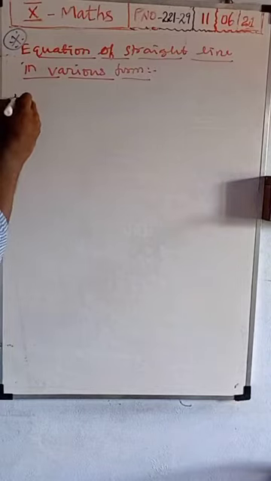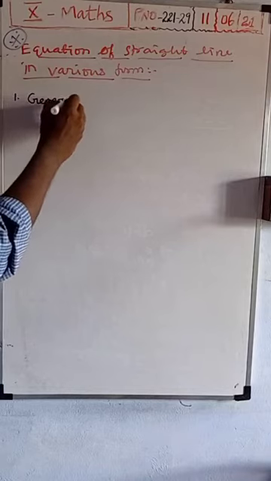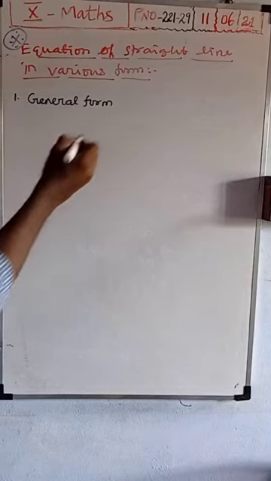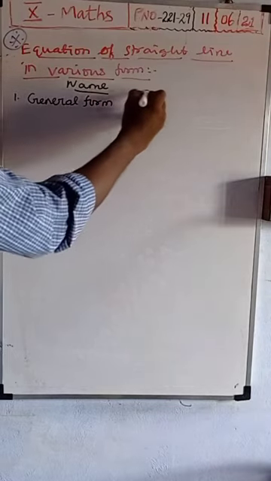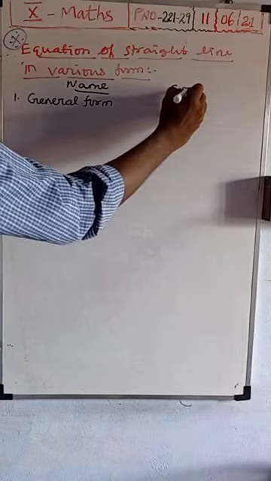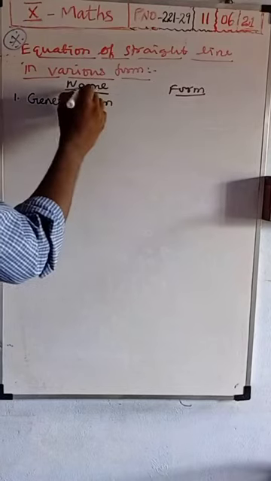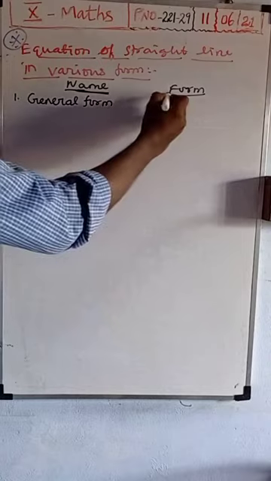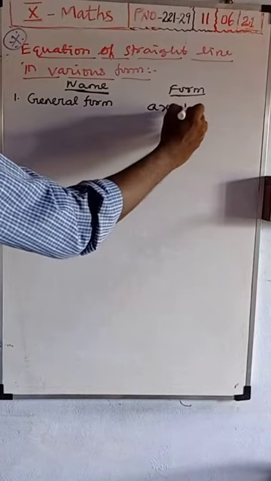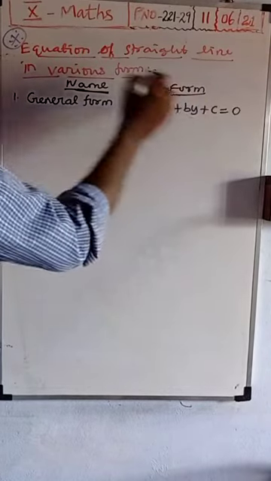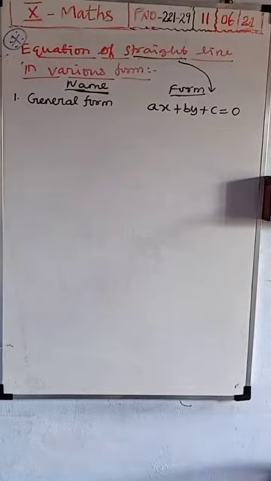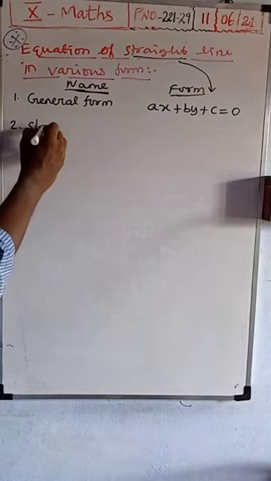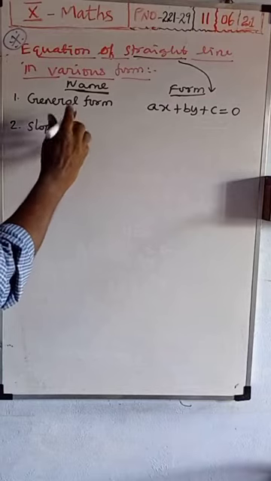First, the general form. What is that? The general form of a straight line is ax plus by plus c equals 0. Next, the second one, the slope intercept form.